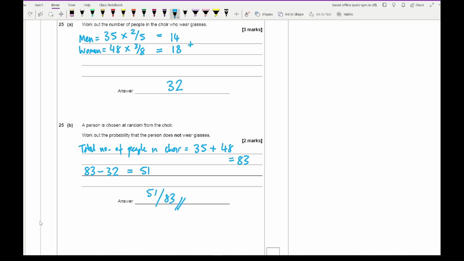Now if you were to work this out as a decimal, you should get 0.61, but again personally I would probably leave it as a fraction because I can't be bothered to write out the long decimal number. But if you did write 0.61, then that would be absolutely fine.